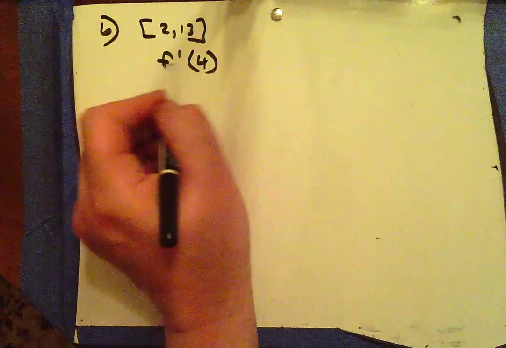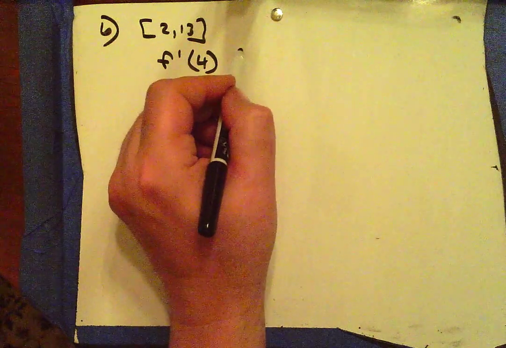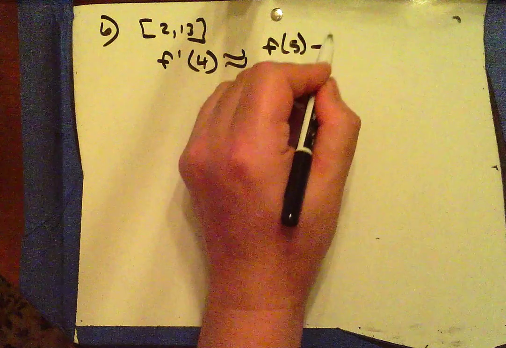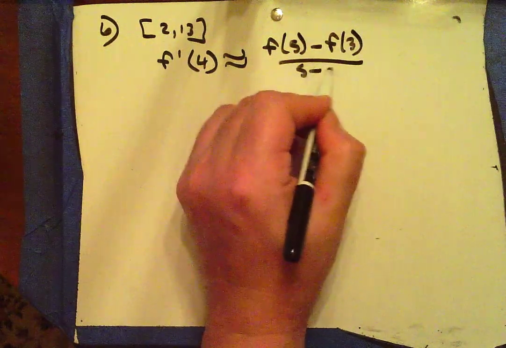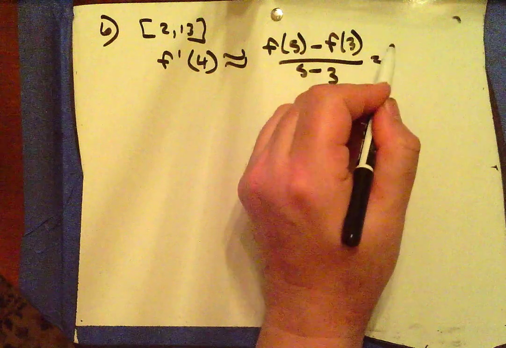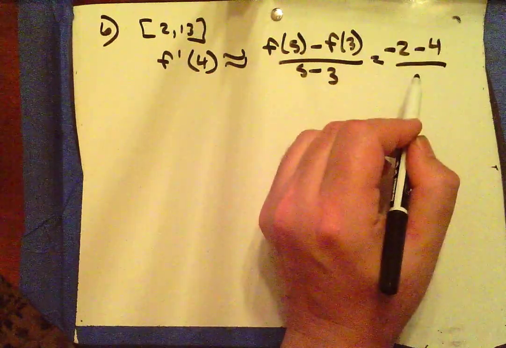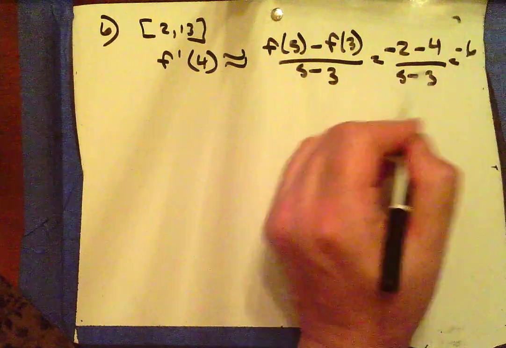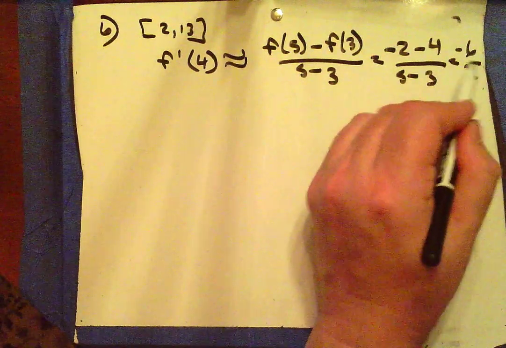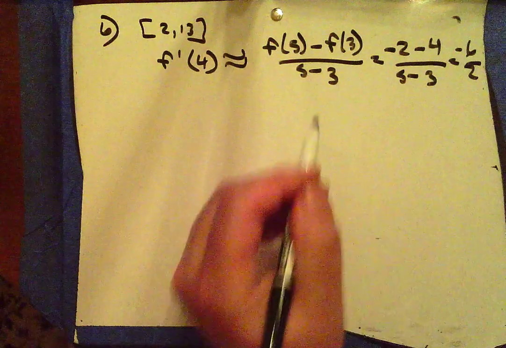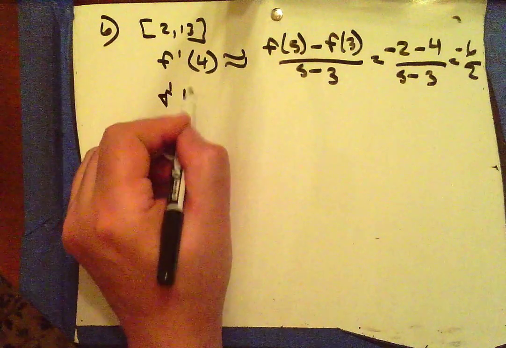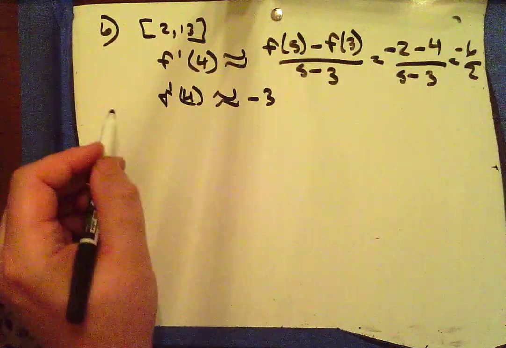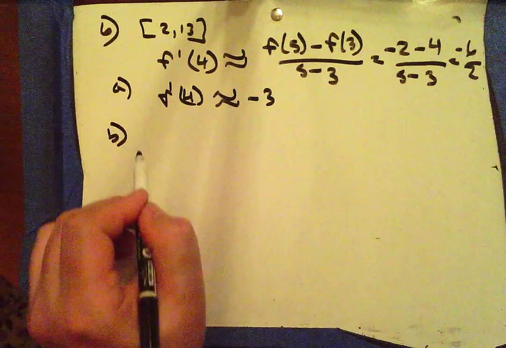Well, we can approximate the slope at a point by using the average rate of change, f of 5 minus f of 3 over 5 minus 3. And so that's going to be negative 2 minus 4 over 5 minus 3, which is negative 6 over 2, or negative 3. So f prime of 4 is approximately negative 3. Great. Part A done. Part B.